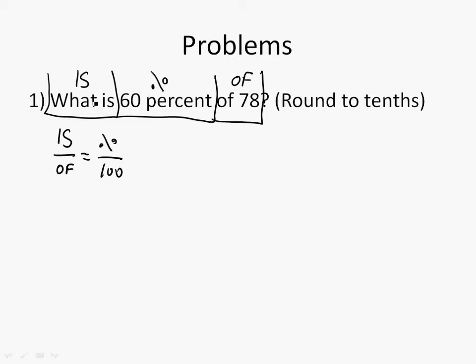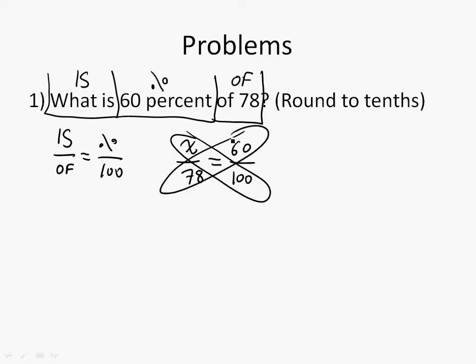So since we don't know the is part, that's going to be x. Of is going to be 78 equals 60% over 100. And now we can use the cross products property to solve the proportion.